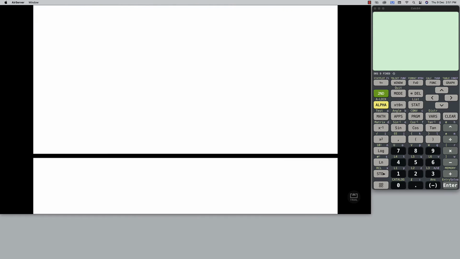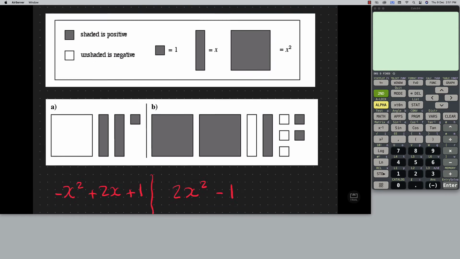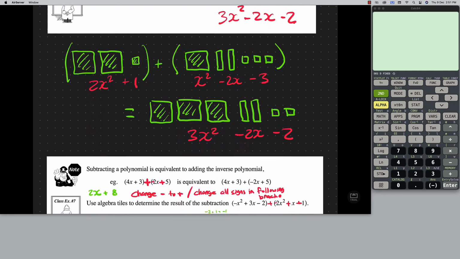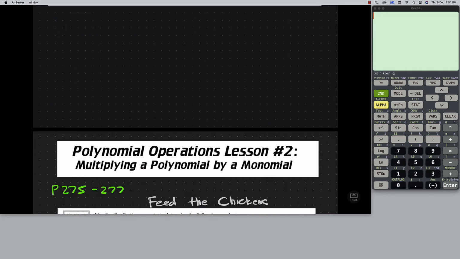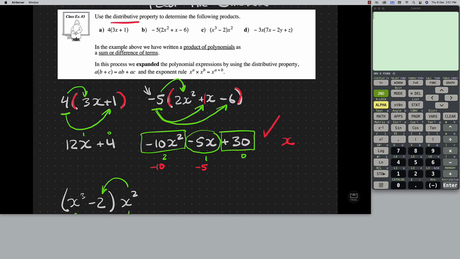Okay, and I think there's one more. Sorry, that went really fast. Where was I? Right here. Okay, so I've got a -3x as our farmer, and I got 3 different terms inside the coop. So this time we're doing -3x times (7x minus 2y plus z).